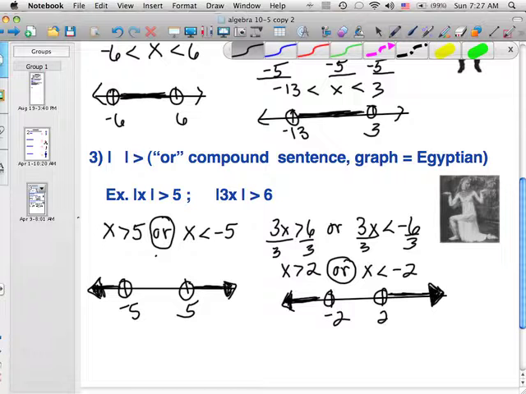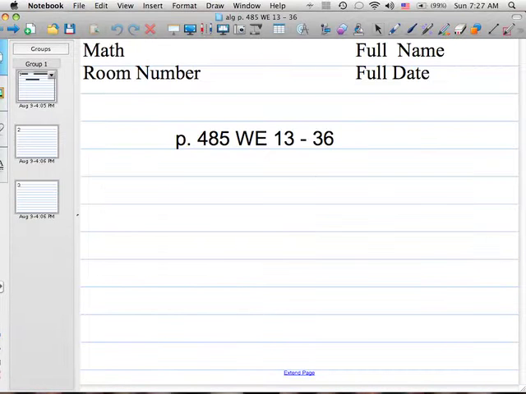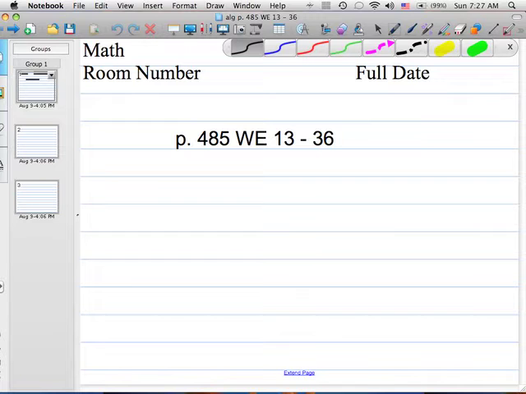We're ready to do the assignment, so you need a sheet of paper headed. Skip a line that titles 485, written 13 through 36. And we're on problem number 14. It says solve each open sentence and graph its solution set. So we have the absolute value of k plus 7 equals 3.